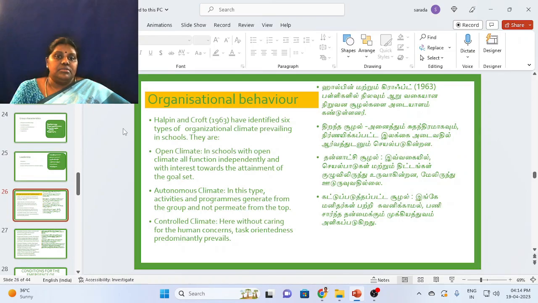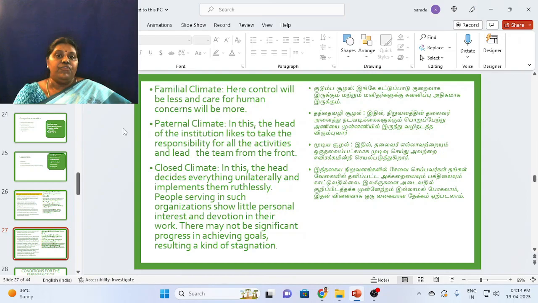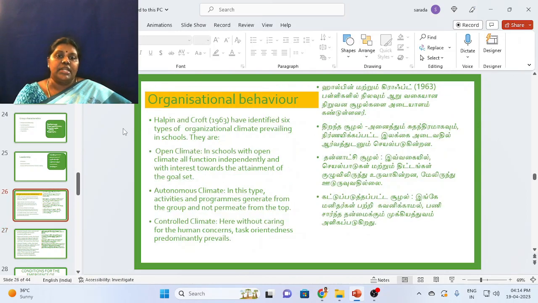And the last is the organizational behavior. Halpin and Croft have identified 6 types of organizational climate prevailing in schools. They are open climate, autonomous climate, controlled climate, familial climate, paternal climate, and closed climate.